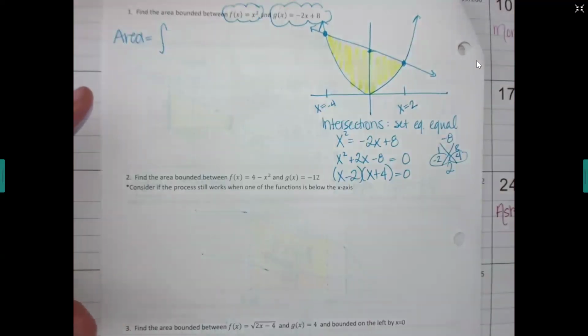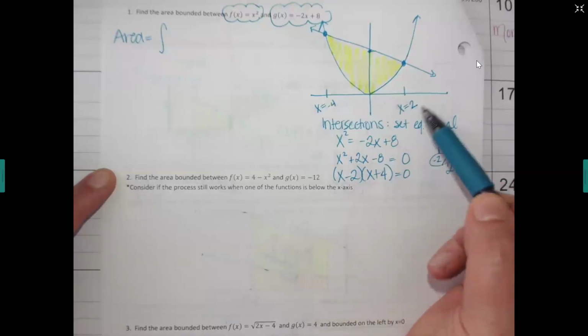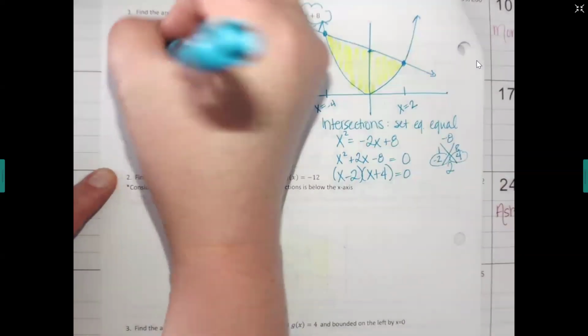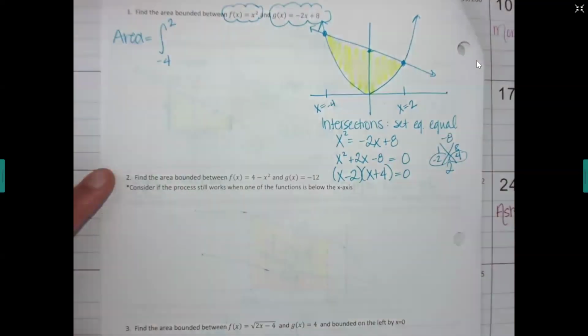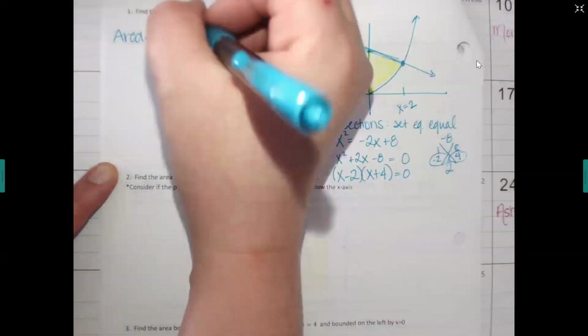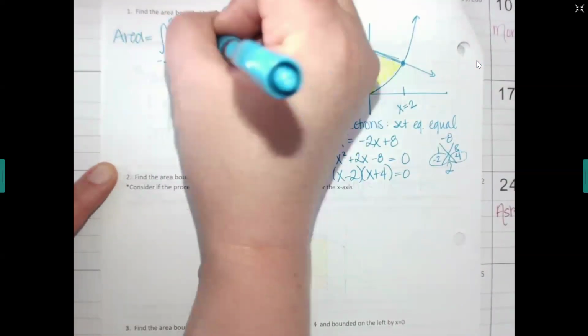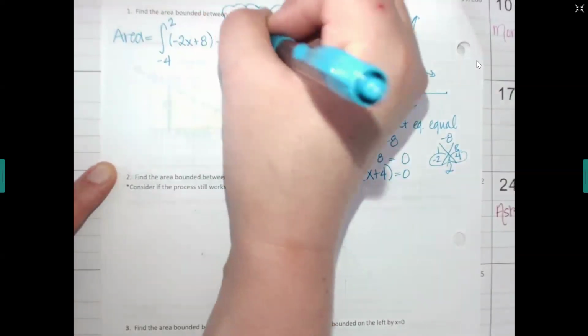What are the x's for our boundaries? We're starting at -4 and we're stopping at 2. And then when we subtract our functions, we need to make sure that it's top minus bottom. So which function is the top of the shaded region? Is it the curve or the line? The straight line is the top. Okay, the curve is the bottom. So I'll do -2x plus 8 minus x squared.